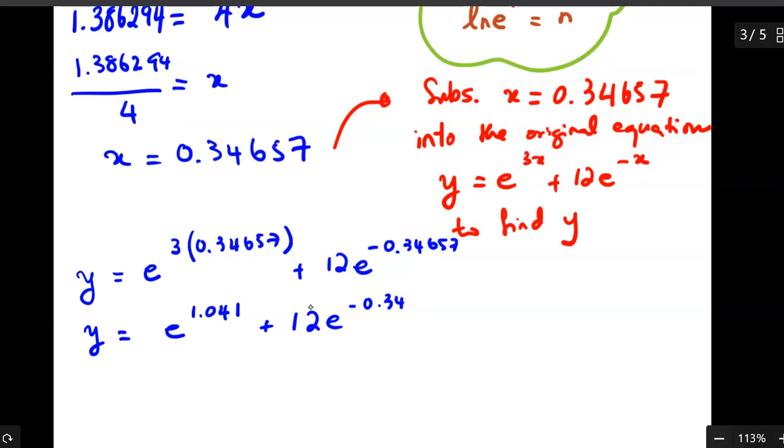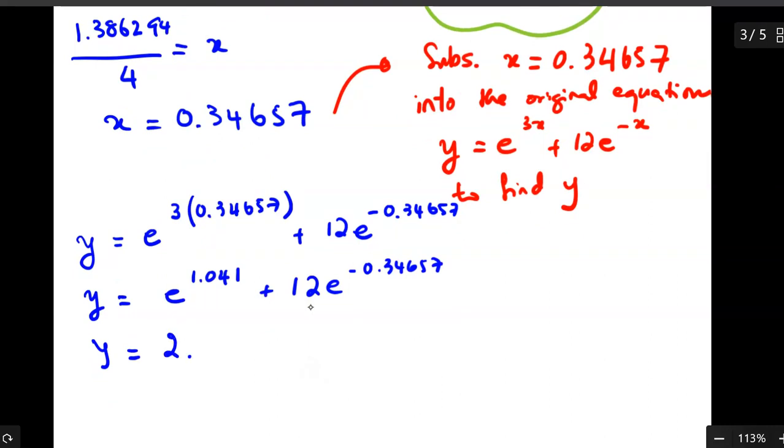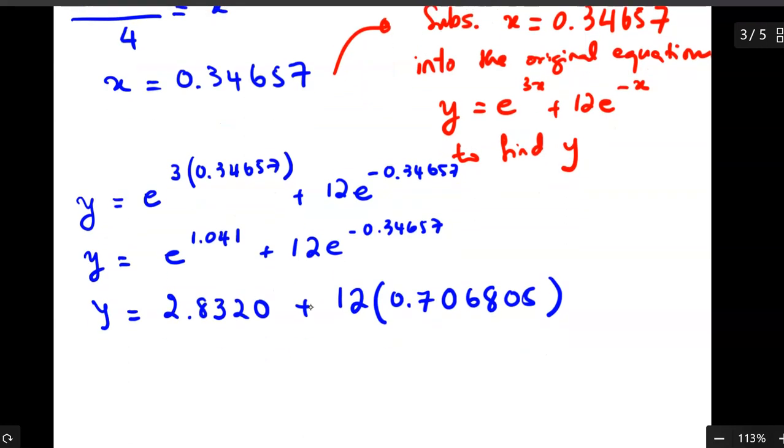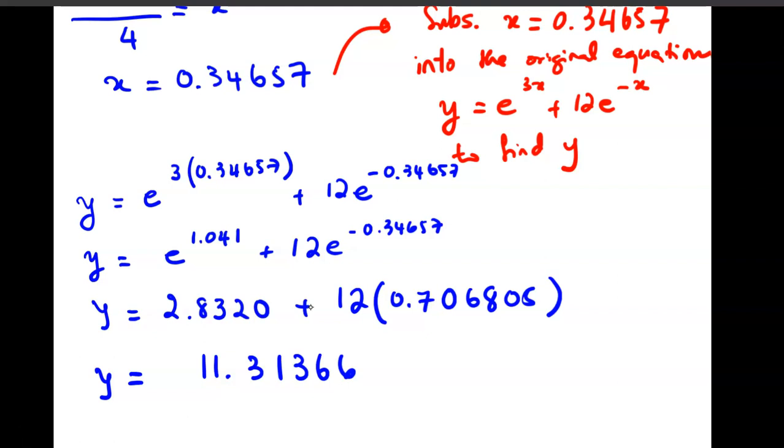Okay, so this number will become 2.8320. This number, I will write e to the negative 0.34657, to make sure that everyone used the calculator and got the correct number as well. Okay, so now it's just basic math. So I will have the answer as 11.31366.